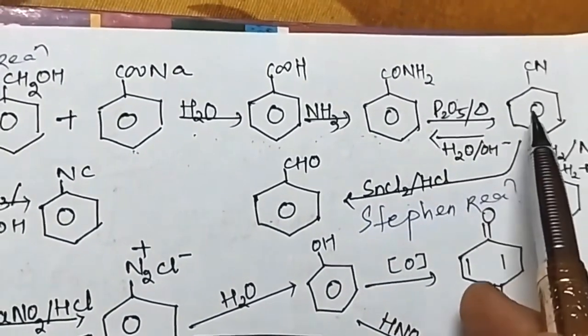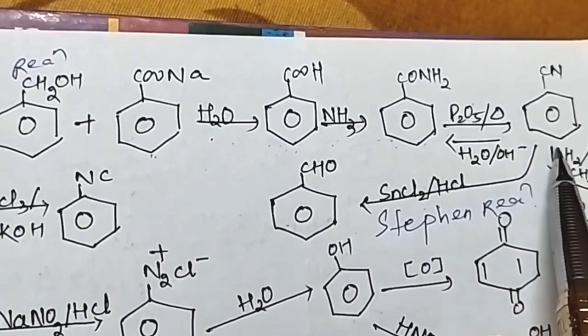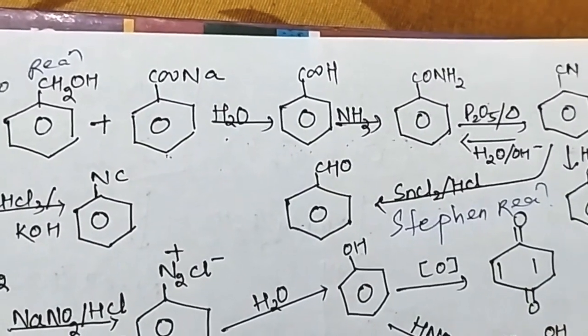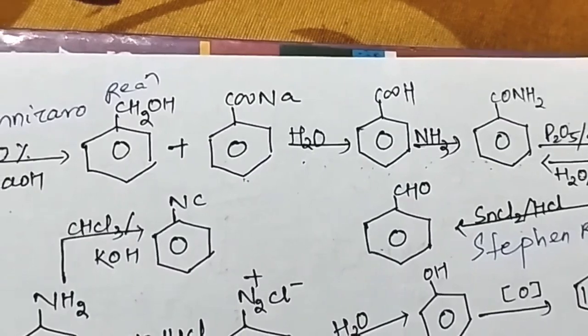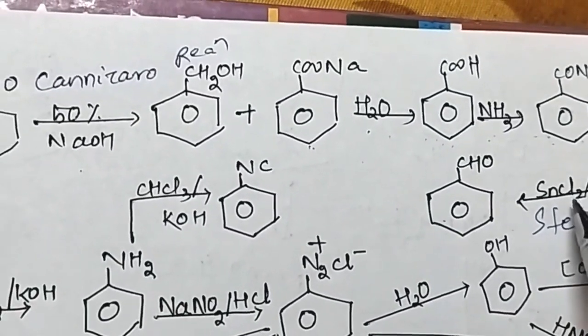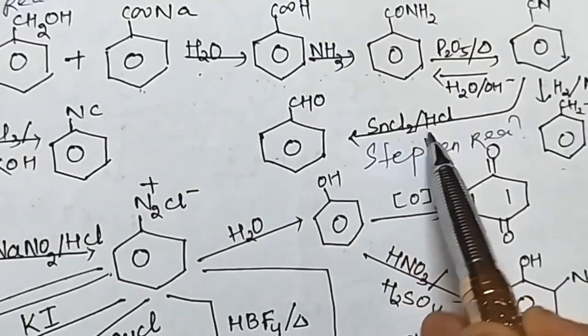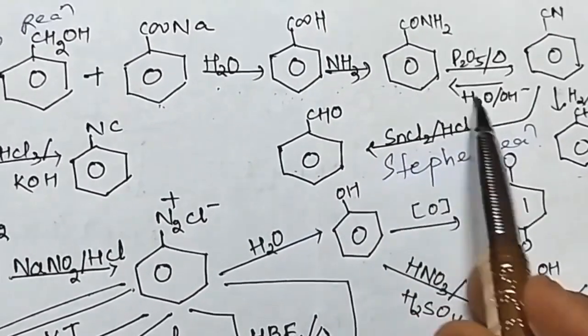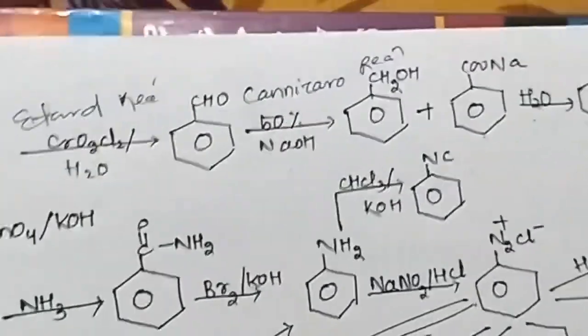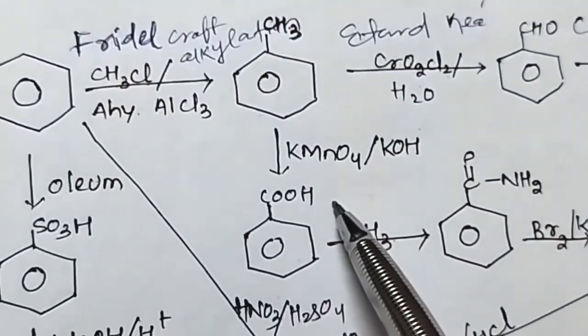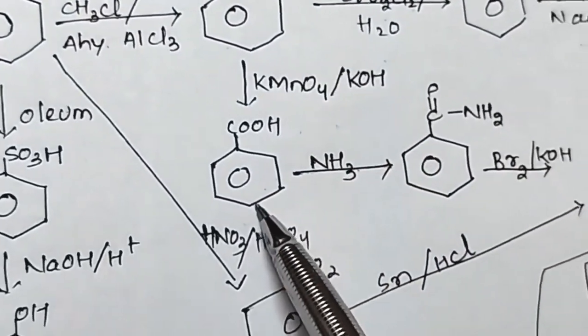When cyanobenzene is reduced in presence of nickel, then amine is formed. When cyanobenzene is treated with SnCl2/HCl, then benzaldehyde is formed, and this reaction is known as Stephen reaction. When toluene is treated with KMnO4/KOH, then benzoic acid is formed.